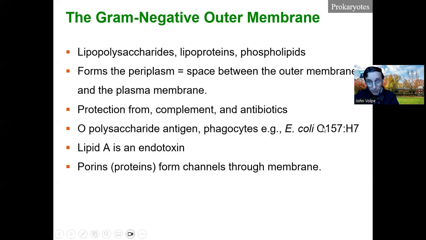And this strain of E. coli is a human pathogen. If you were to eat this E. coli and get enough of them in you, you would have gastroenteritis. And I already mentioned that lipid A, a portion of the lipopolysaccharide, is an endotoxin. And I've already mentioned that the porin proteins form channels through this outer membrane that allow molecules to enter the outer membrane if they need to enter the cell. And they also allow molecules to leave the outer membrane. Any question about any of that?